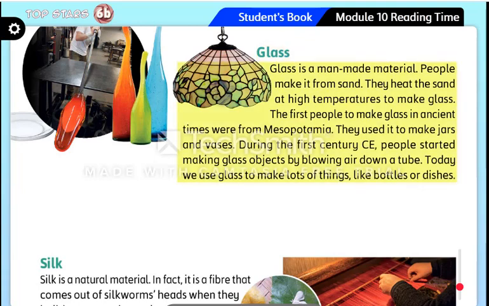Glass. Glass is a man-made material. People make it from sand. They heat the sand at high temperatures to make glass. The first people to make glass in ancient times were from Mesopotamia. They used it to make jars and vases. During the 1st century CE, people started making glass objects by blowing air down a tube. Today, we use glass to make lots of things, like bottles or dishes.